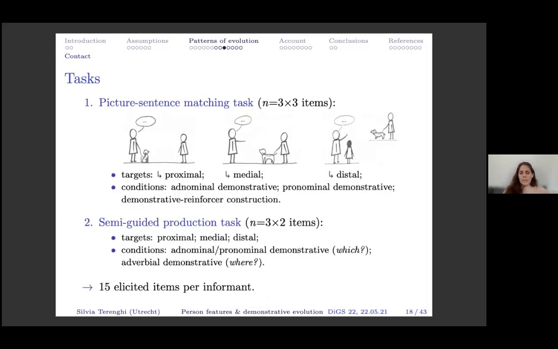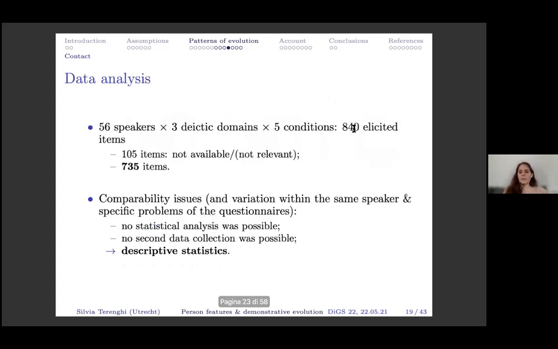To elicit demonstrative data, we designed a picture sentence matching task in which our speakers were asked to match stimuli containing the demonstrative form with pictures representing the different deictic domains. And we also had a semi-guided production task in which we asked our informants to use a demonstrative to describe the location of some pictures that we put around in the room in which we had the interview. So by design, we should have elicited 15 items per informant, for a total of 840 items, but at the end, only 735 could be used for analysis.